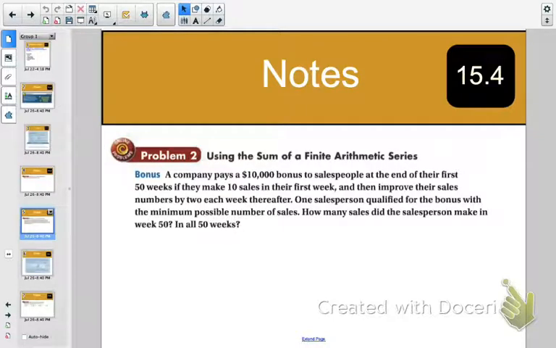So the first week they make 10 sales. And then the second week they make 12 sales. And then it just keeps going up by 2. And then we need to figure out how many they make in week 50.